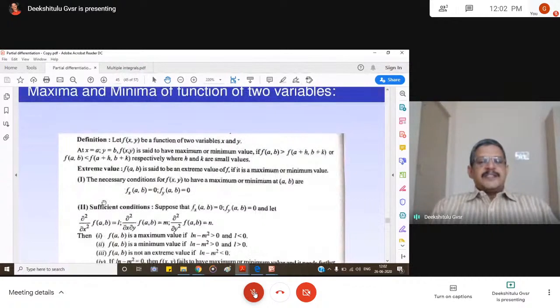So the first test is this one. When you equate the first partial derivatives ∂f/∂x and ∂f/∂y equal to 0, we get the points. You have to solve them. You will get x and y.